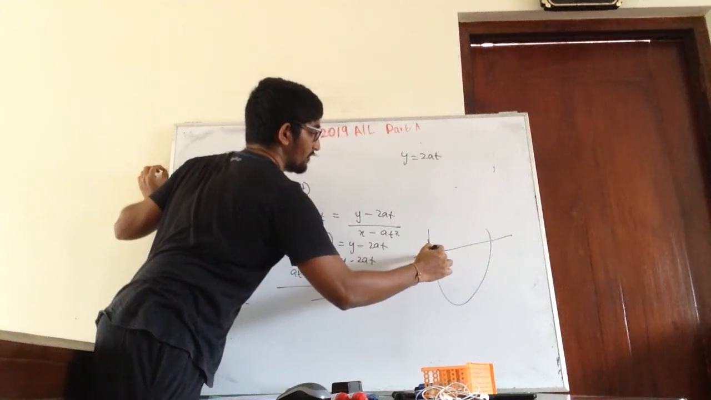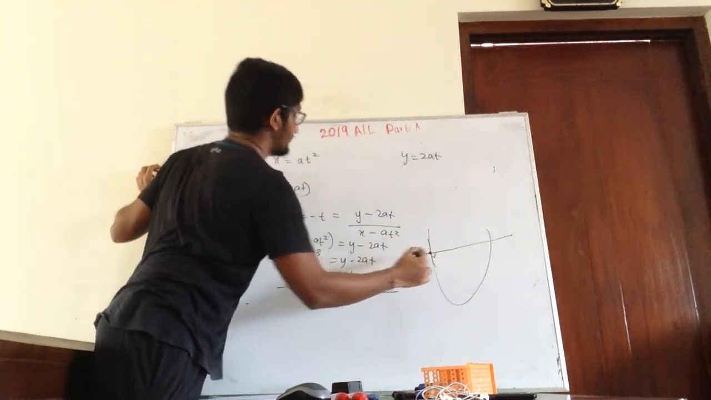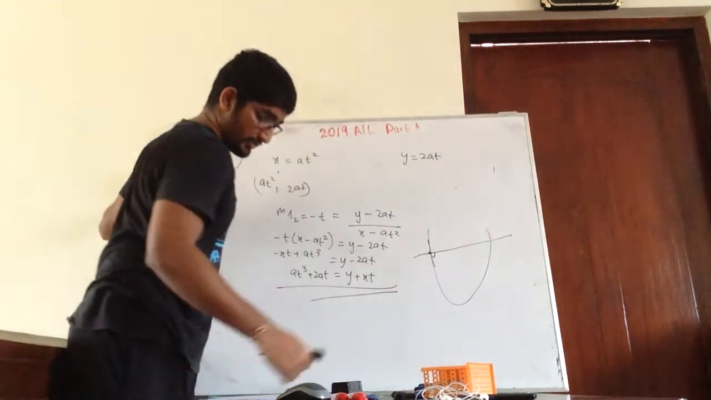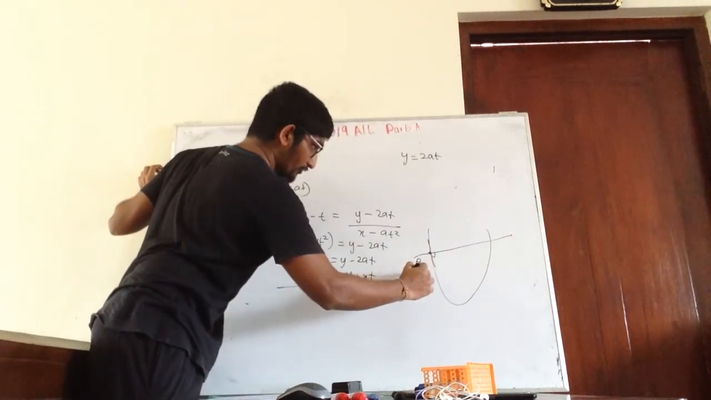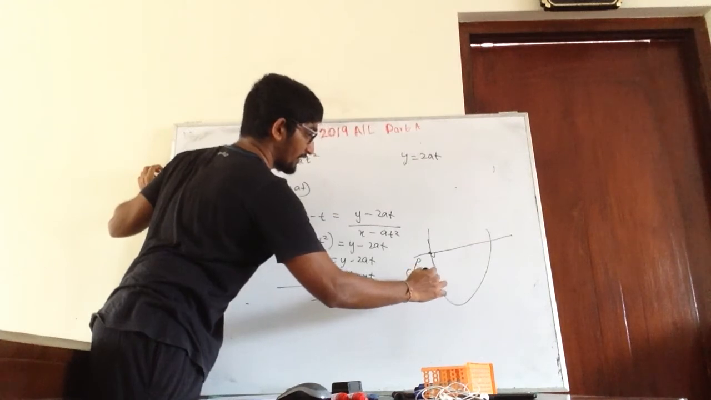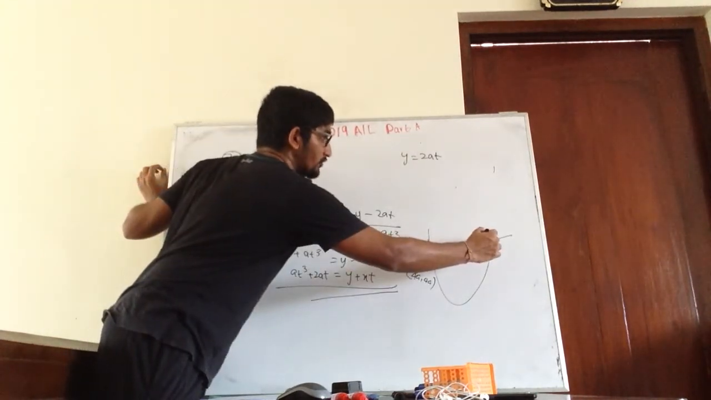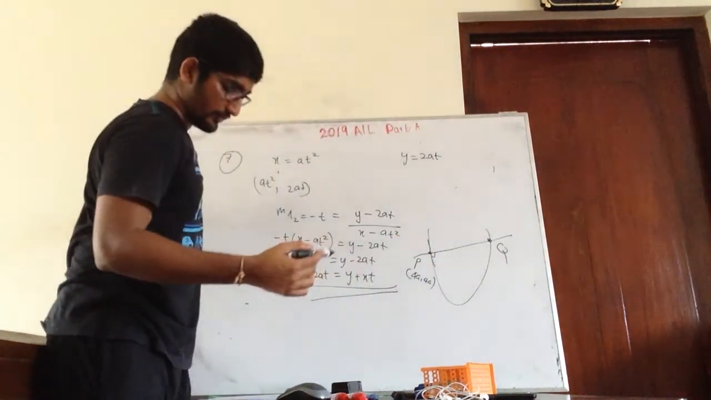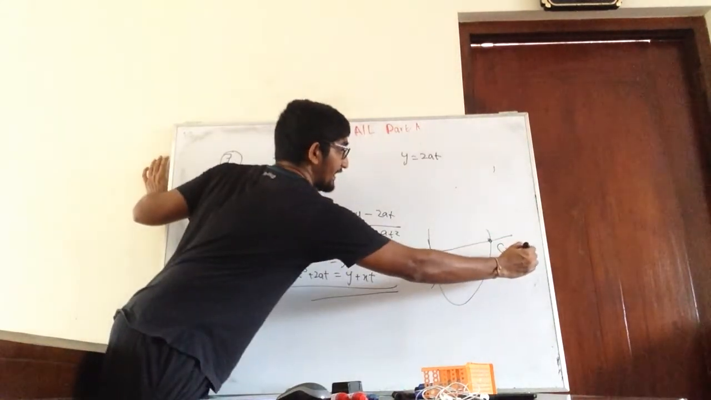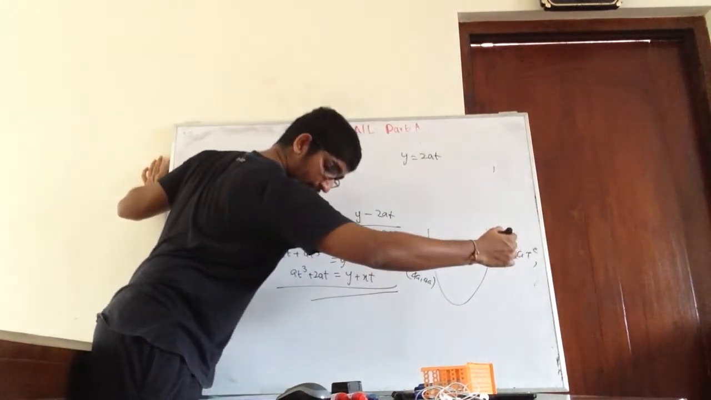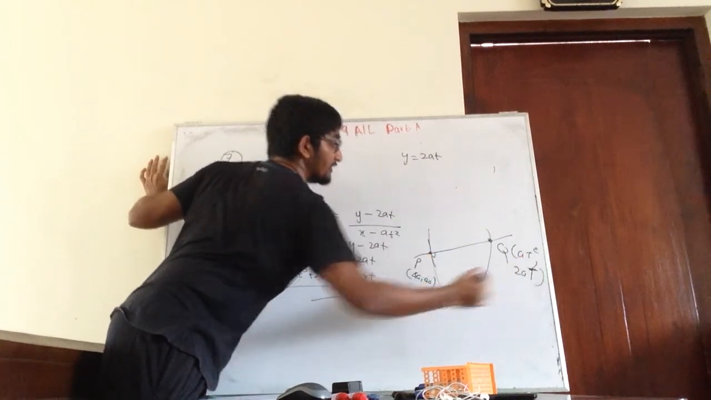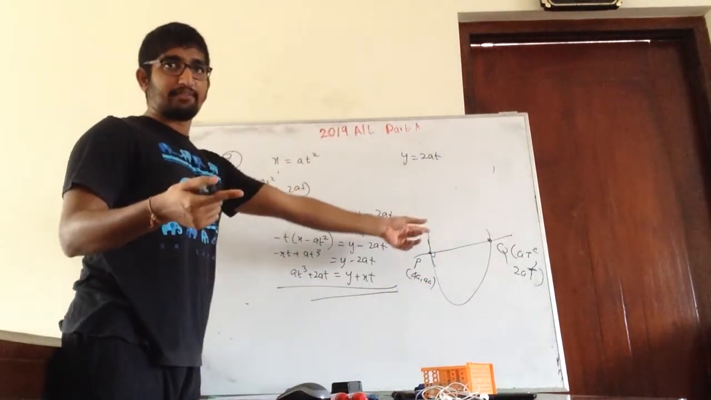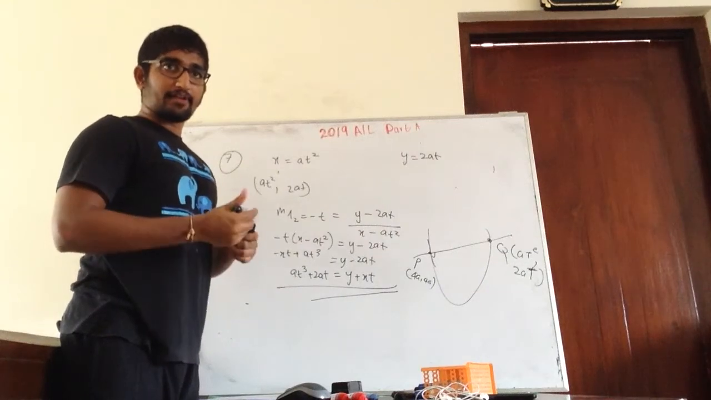Right, so this is the normal point. This is the point P, which is 4a. Then there's a point Q, which is a t squared, 2a t. So we are asked to find the t value, right?